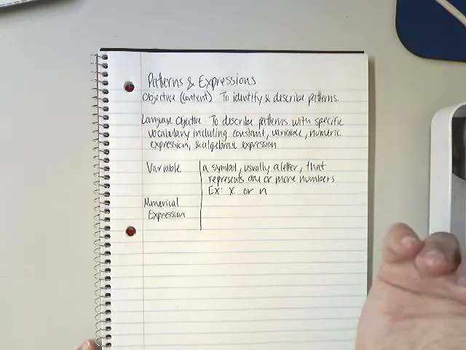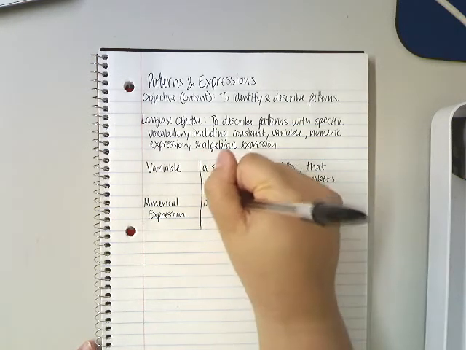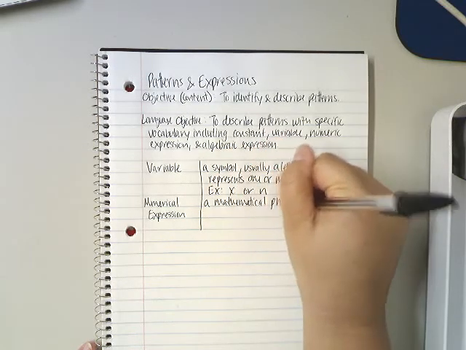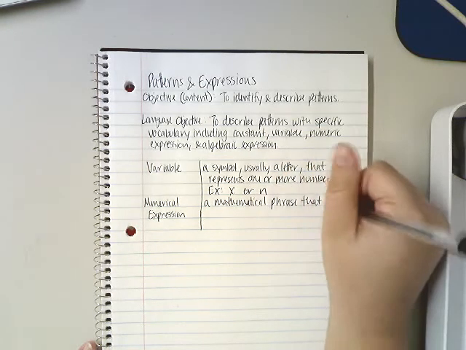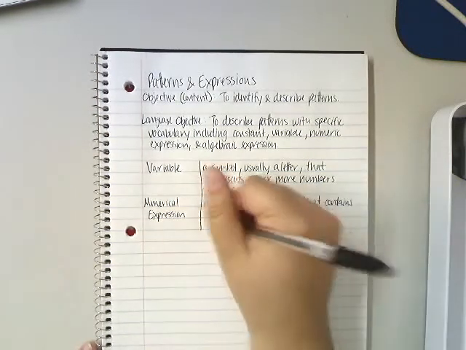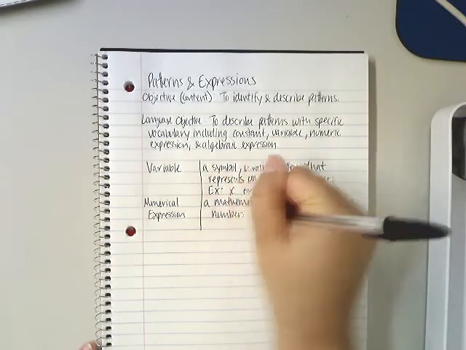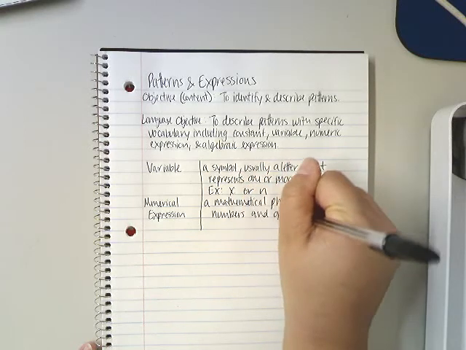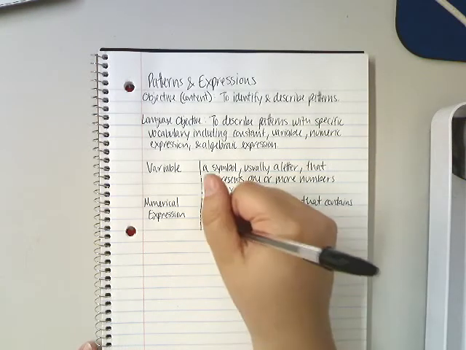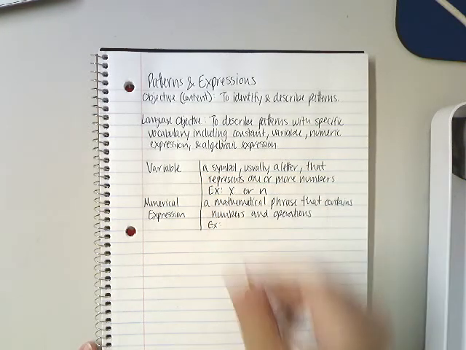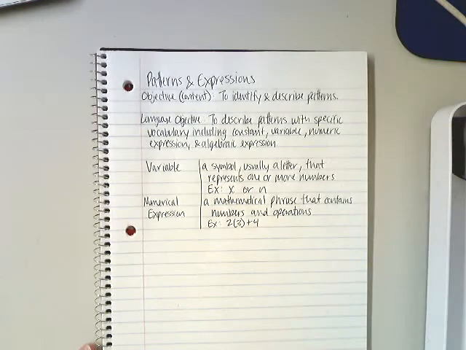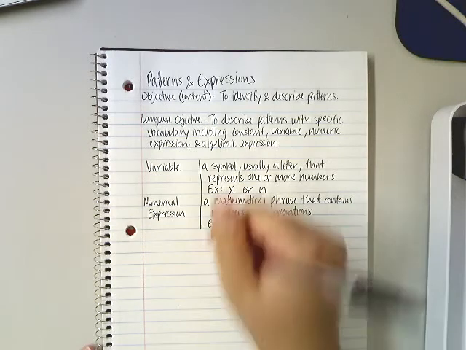So, sorry, back to numerical expression. A numerical expression is a mathematical phrase that contains numbers and operations. An example of that could be 2 times 3 plus 4. That would be an example of a numerical expression.